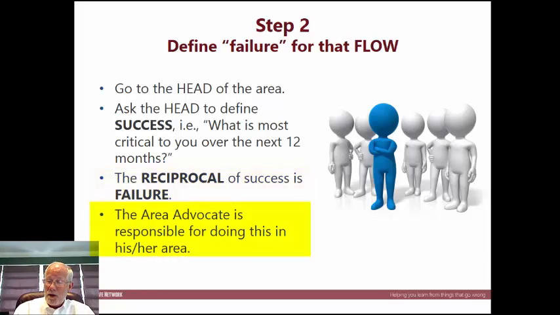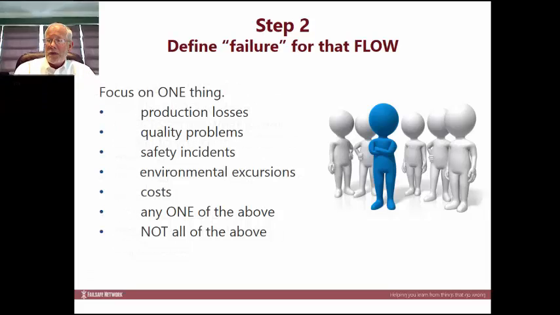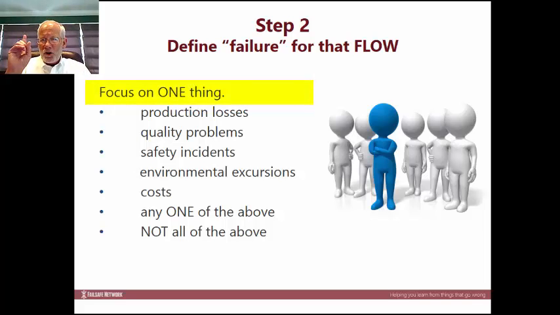The area advocate is responsible for doing this in his or her area. Try your best to get your area manager to focus. That is essential for success of the combing process. Get the area manager to focus on one thing, depending on what the flow is through the area. And that one thing is probably going to be production losses, or quality problems, or safety incidents, or environmental excursions, or costs, or something else. The point is, any one of those things is what you should focus on for failure, not all of them.